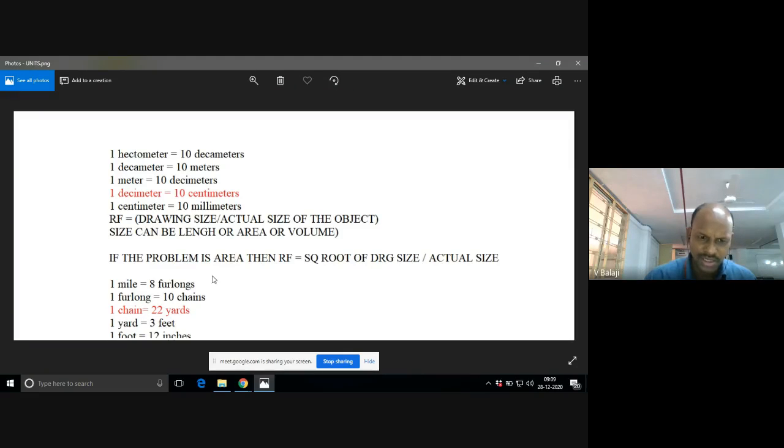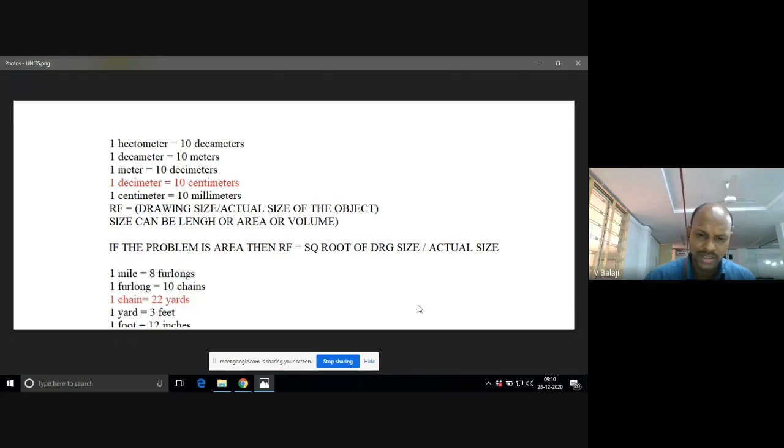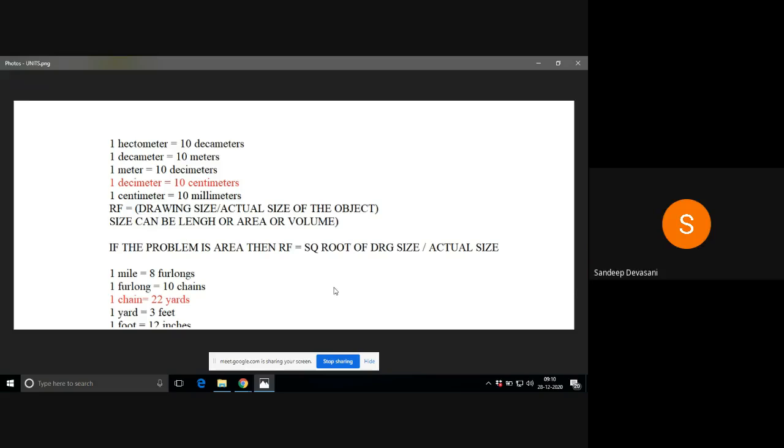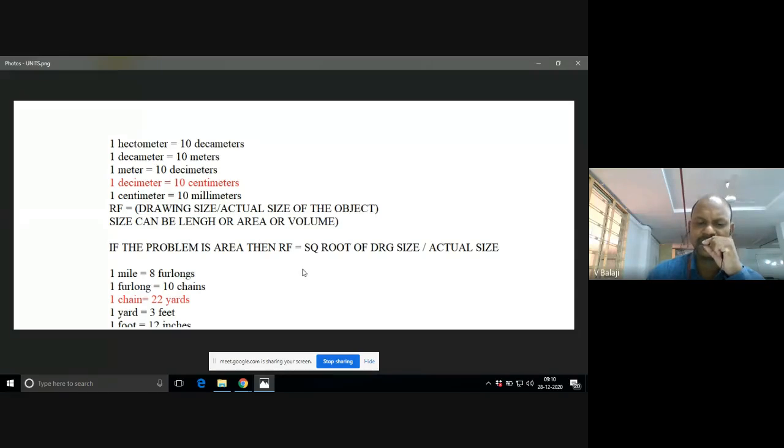So these are all length units. 1 yard is 3 feet, 1 foot is 12 inches. So what is 1 inch in terms of centimeters? Anybody? No idea? 2.54 centimeters. So these are the different unit systems we have. With the help of these systems, we can construct some important engineering scales.